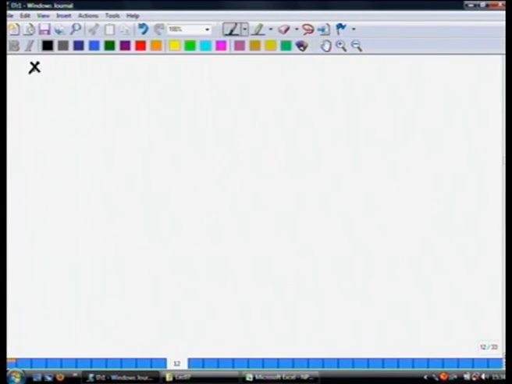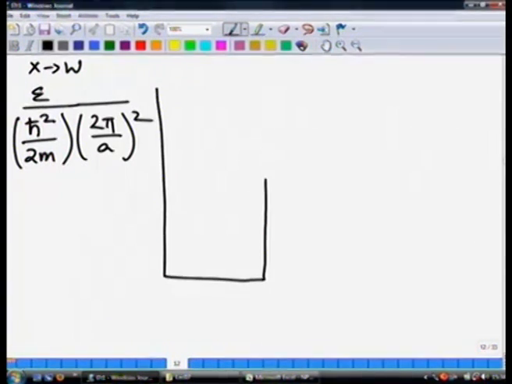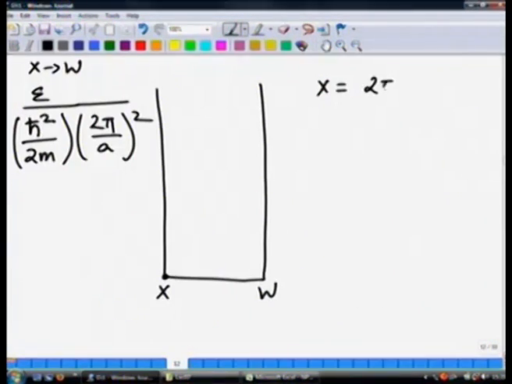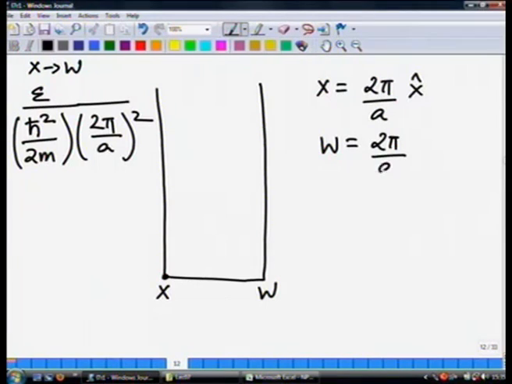Now I am saying that suppose we want to go from x to w, that means I want to plot similarly this energy versus h square by 2m, 2 pi by a whole squared, when my points vary from x to w. And remember, the x point was equal to 2 pi by a x hat, and the w point was equal to 2 pi by a (x plus half y).